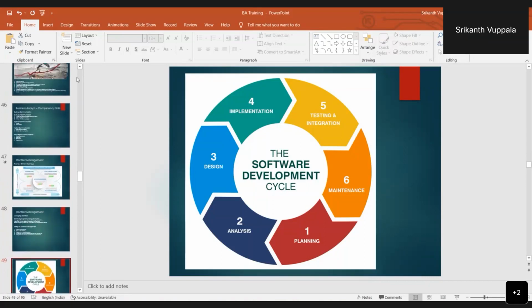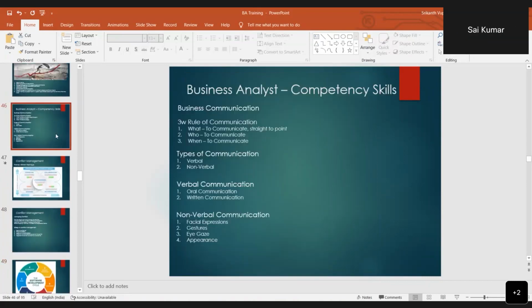I will send you the exercise. Try to analyze that and lay down the steps. How do you handle that particular conflict?